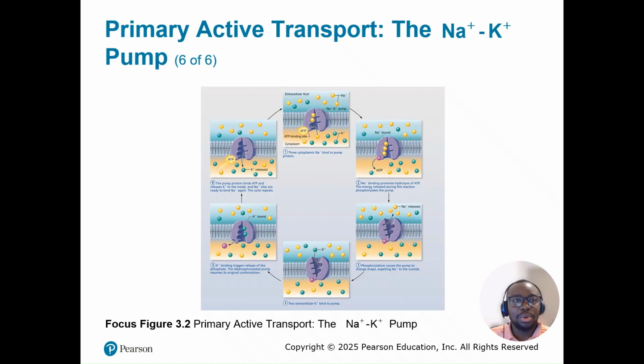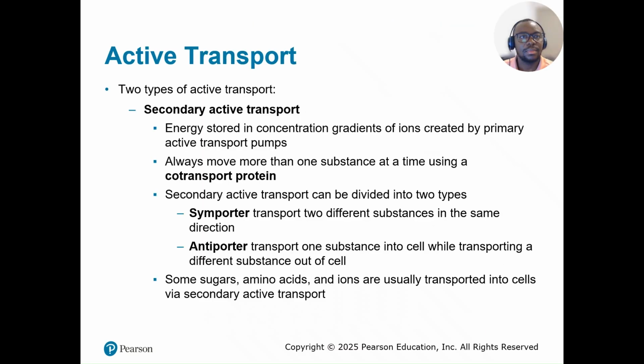The sodium-potassium pump is essential in maintaining the electrochemical gradient across the membrane, which involves both the concentration and electrical charge of ions. This is critical for the function of muscles and nerve tissues. Next, we discuss secondary active transport.